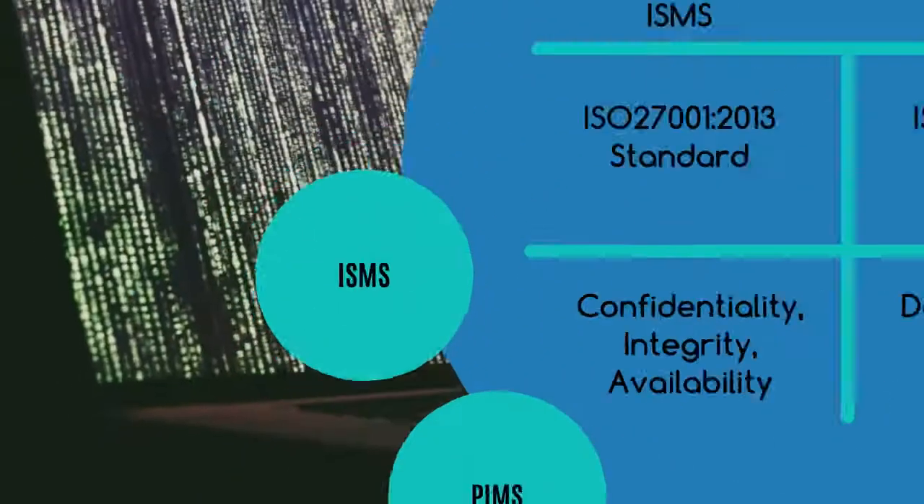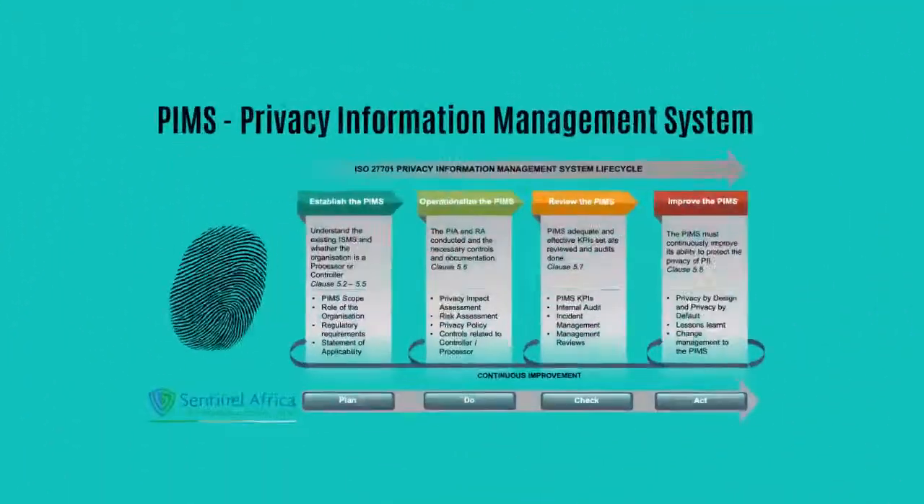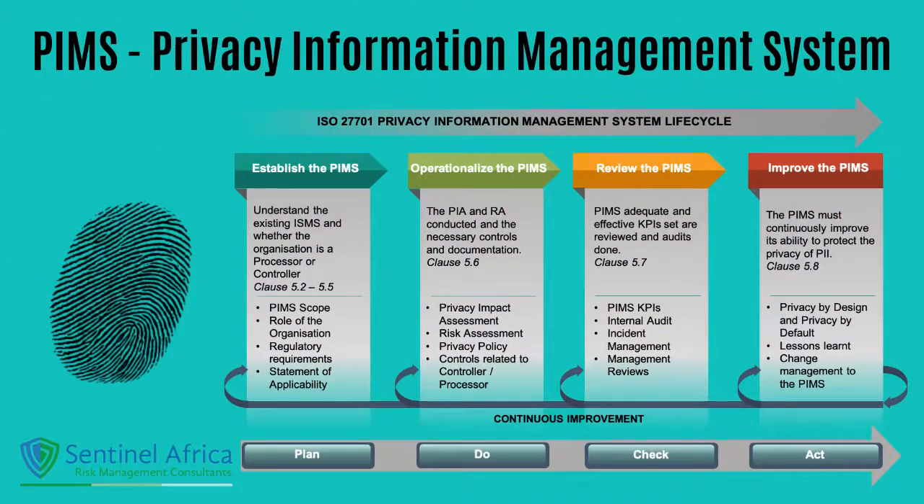Okay. Now let's continue. So if you look at the PIMS on the other hand, we can still implement it using the plan, do, check, act model. Now, the only difference is this. With the PIMS, we must already have an ISMS in place. So in the planning phase, as we're establishing the PIMS, we're asking ourselves, what is the ISMS in place? What is its width and breadth? What is the scope of the ISMS? Now we're asking ourselves, what is the maturity of the organization as concerns privacy?